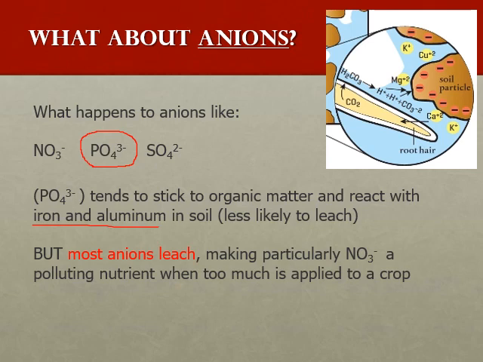So soils that typically look like they have high cation exchange capacity, even though this isn't a cation, tend to have high iron and aluminum content, which means they also immobilize phosphate.